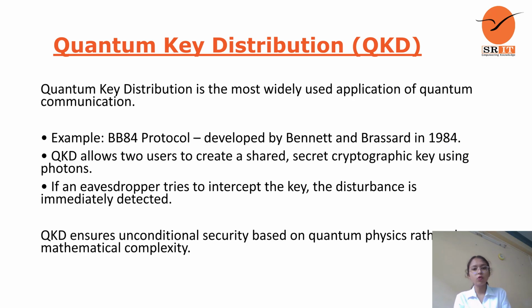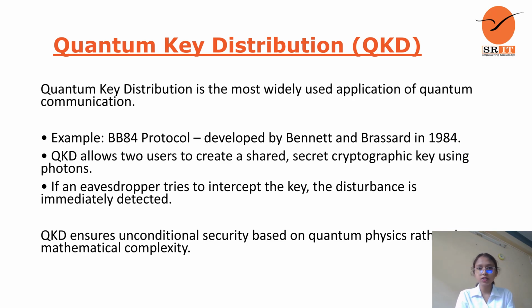Now let's understand quantum key distribution. Quantum key distribution is the most widely used application of quantum communication. An example is the BB84 protocol, which was developed by Bennett and Brassard in 1984. That's why the name BB84 protocol. So QKD allows two users to create a shared secret cryptographic key using photons. If an eavesdropper tries to intercept the key, the disturbance is immediately detected. And QKD ensures unconditional security based on quantum physics rather than mathematical complexity.